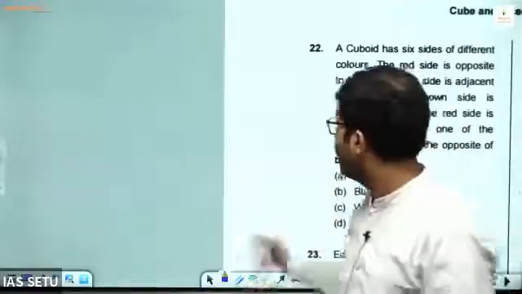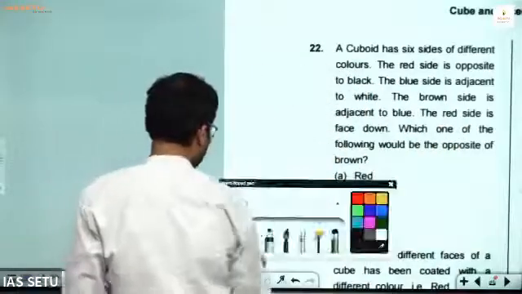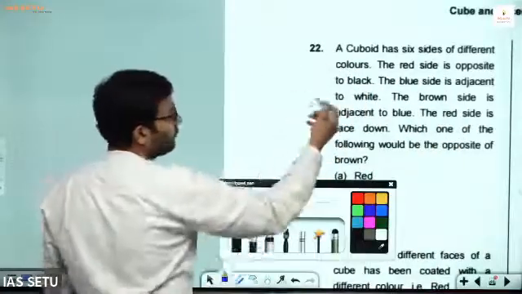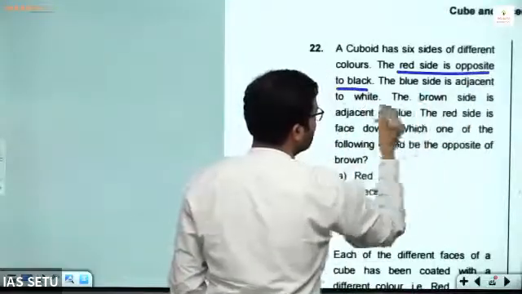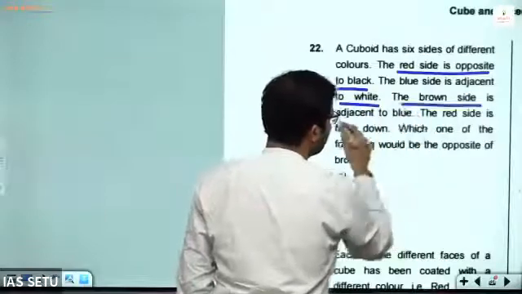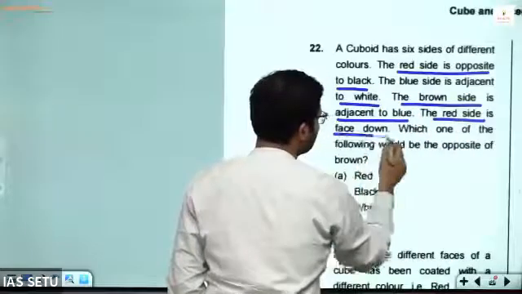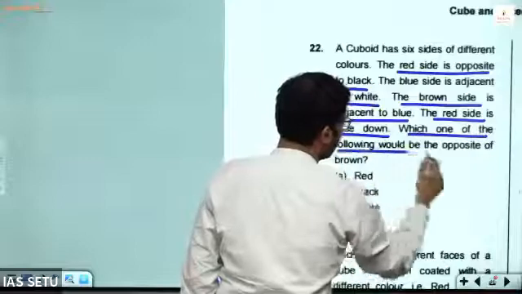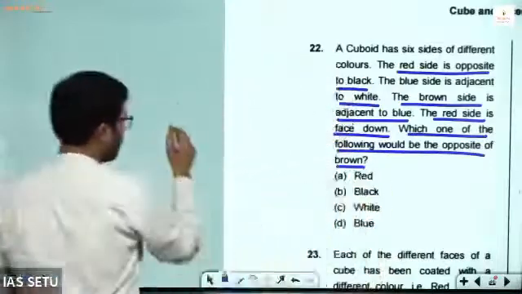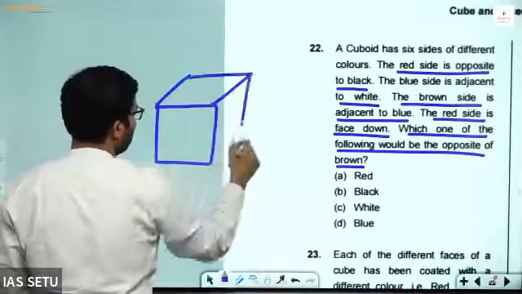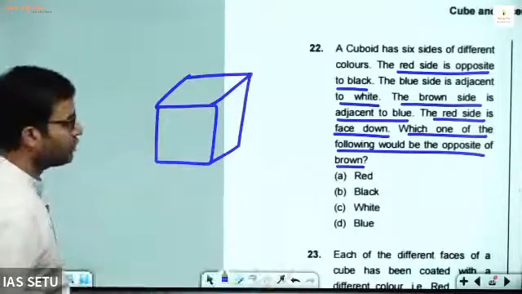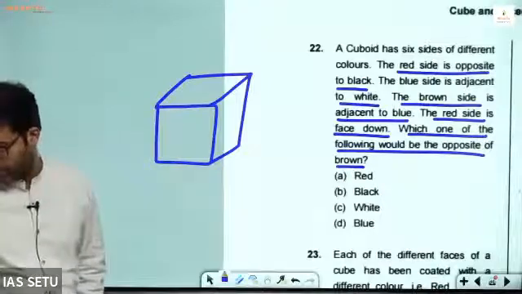Okay. Question number 22. A cuboid has 6 sides of different color. Red side is opposite to black. Blue side is adjacent to white. Brown side is adjacent to blue. Red side is face down. Which one of the following would be opposite to brown? Better draw cube. You draw cube and try to fill the color and take your time.